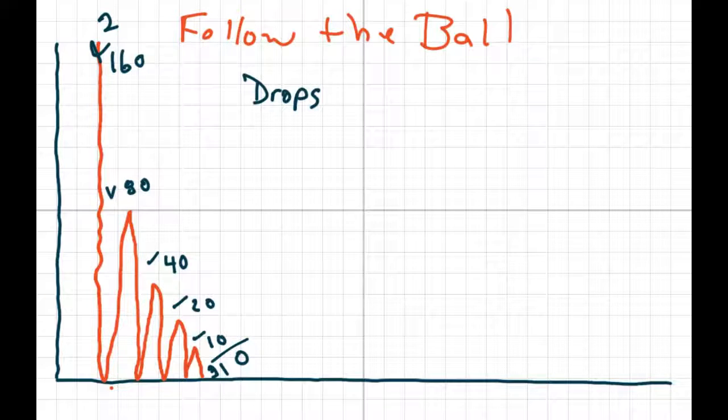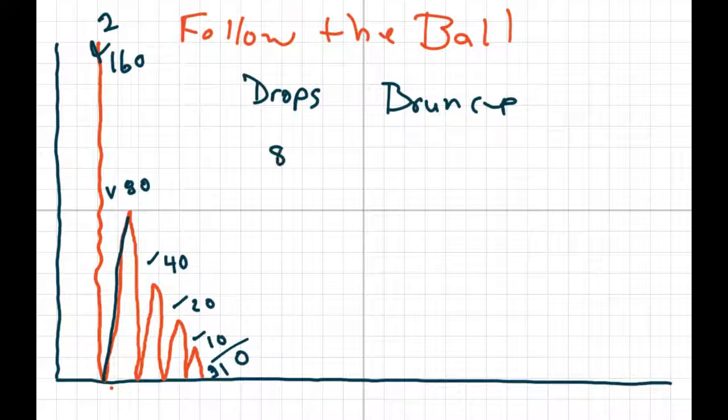So now, those were the drops. Now we have to have the bounces. How high did it bounce? And we total those up. So it bounced up 80. It bounced up again 40. It bounced up again 20. And it bounced up again 10.